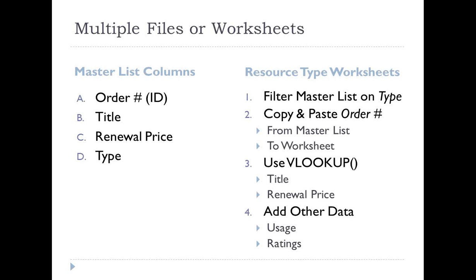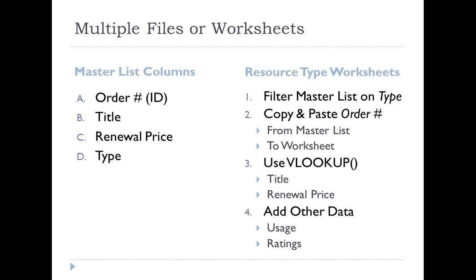Then we can create resource type worksheets by essentially copying the order numbers for one particular type of resource from the master list to the worksheet, and then use VLOOKUP in that resource type worksheet to get the title and the renewal price, and then we can add other data like the usage and the ratings.